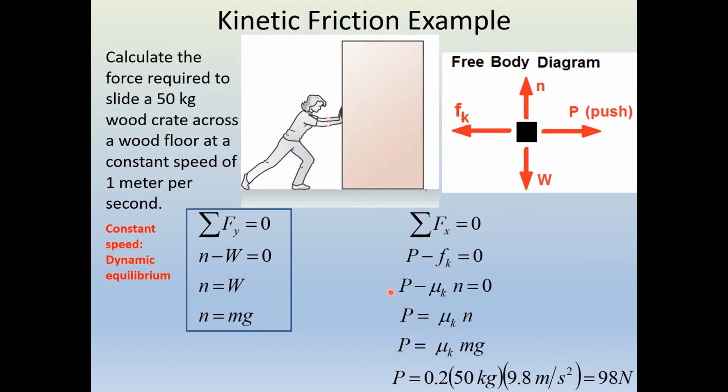From this equation, you can see that P is just equal to mu sub k times N. And remember, the normal force is equal to the weight of the crate, which is mg. So her push is mu sub k times m times g. Now we have to look up mu sub k in the table. If we go back to the table, you'll see that wood crate on wood floor for kinetic friction has a coefficient of friction equal to 0.2. So that's where I got that number. The mass of the crate is 50 and g is 9.8. So we just multiply these three numbers together and we get 98 newtons of force is what is required to slide this crate across the floor.